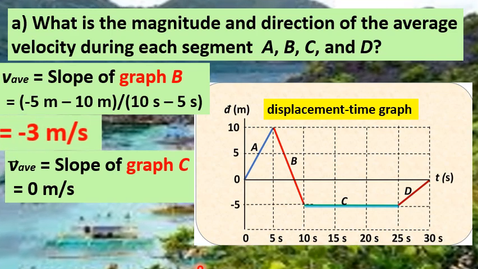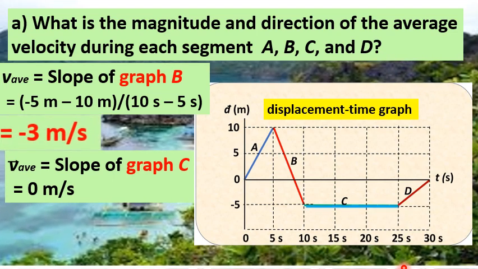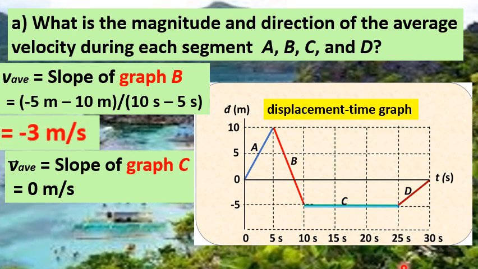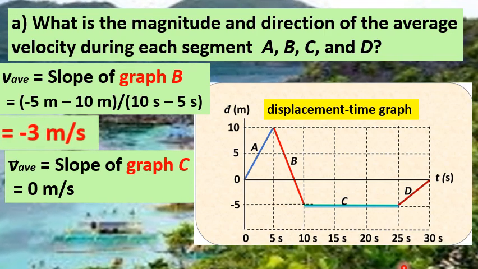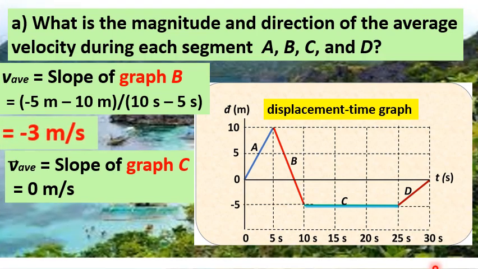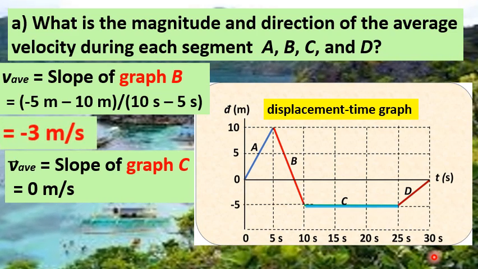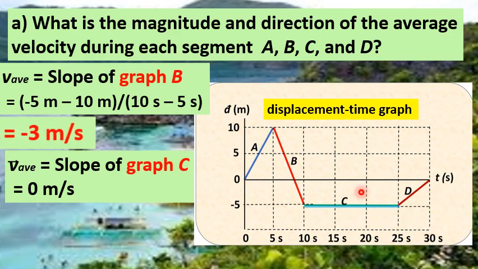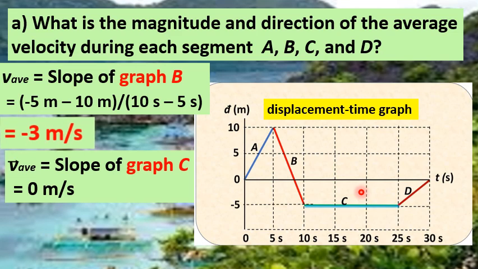And lastly, for segment D, you will notice that segment D is again a straight graph line but sloping upward to the right, exactly the same as graph line A. So again, we can predict that the average velocity during this time interval, 25 seconds to 30 seconds, the body has a positive constant velocity.